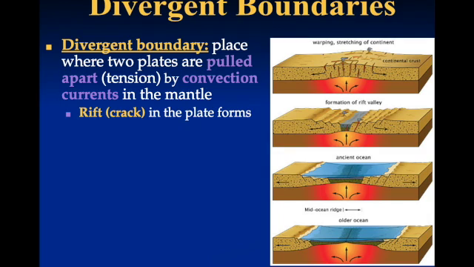So if it's two land plates, two continental plates being pulled apart, we see what's happening here on the right. The picture here on the right is what's happening when two continental plates are being pulled apart. You get these cracks forming in the plate, like you see up here in the first picture. We call those rifts.